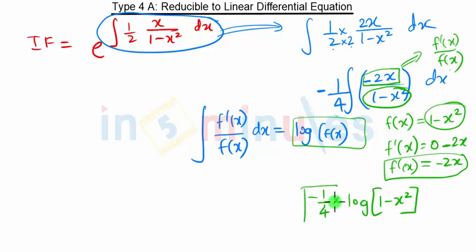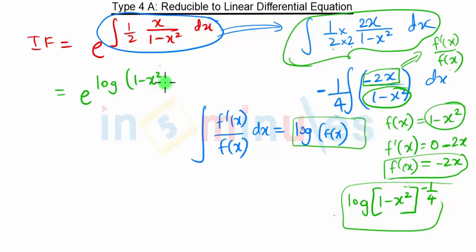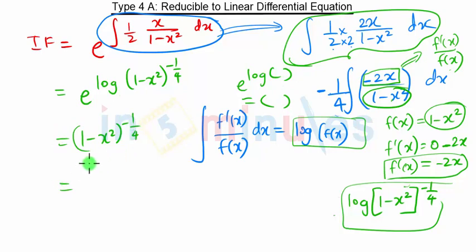Okay, this 1 by 4 can be taken here in the power as minus 1 upon 4, and here we can neglect this part. So the integration of this is nothing but log of 1 minus x square the whole raised to minus 1 by 4. So this will become e raised to log of 1 minus x square the whole raised to minus 1 by 4. So e raised to log of something is nothing but that something. So here it will be equal to 1 minus x square the whole raised to minus 1 upon 4. So this is negative, so it will go in the denominator, so it will become 1 minus x square the whole raised to 1 upon 4. So this is our integrating factor.